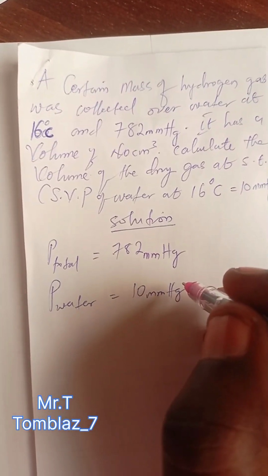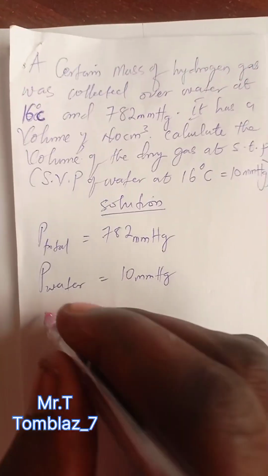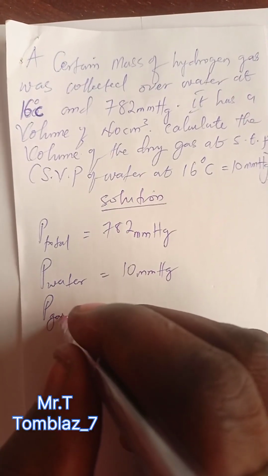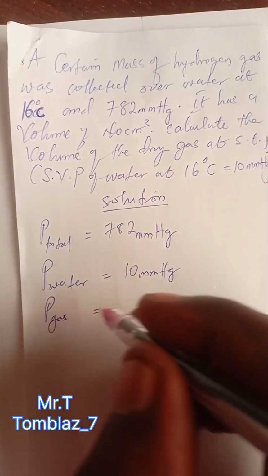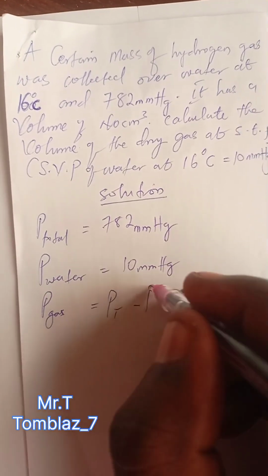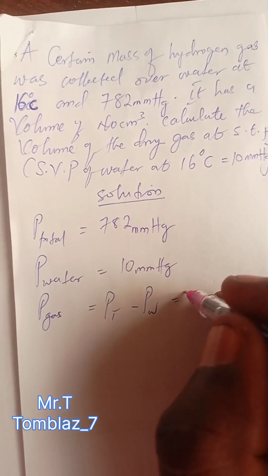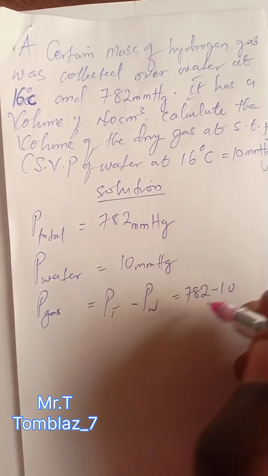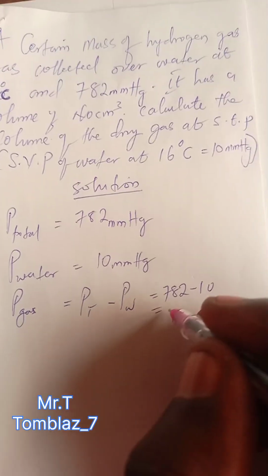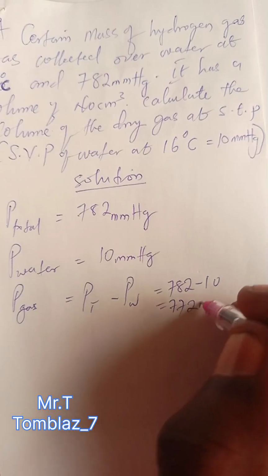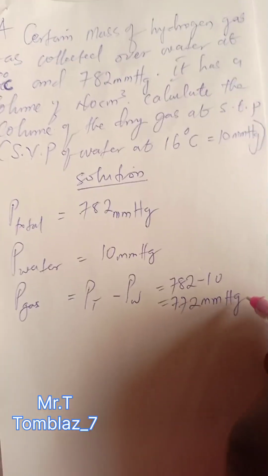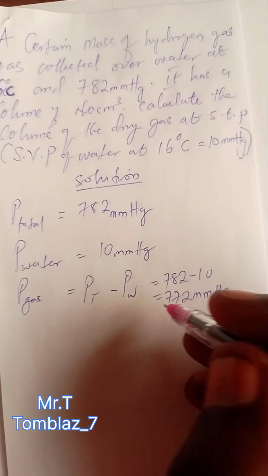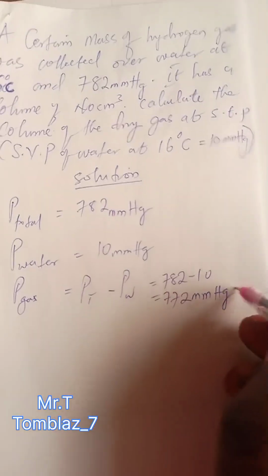But how about the pressure of the gas? The pressure of the gas is what we are going to be looking for, which is total pressure minus pressure of water. It's going to give you 782 minus 10, so it will give you 772 millimeter mercury. This very value now, since it is for the gas, is going to be our P1.